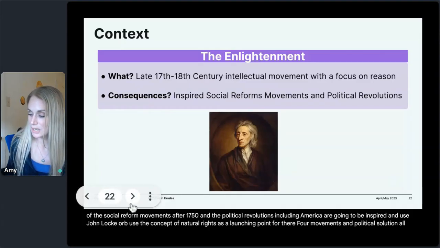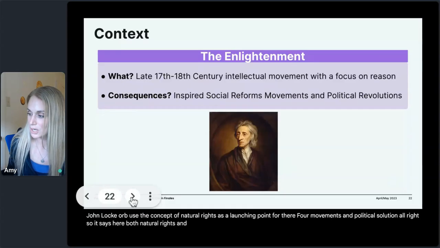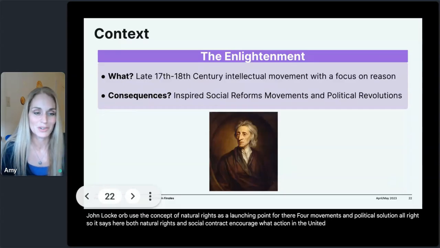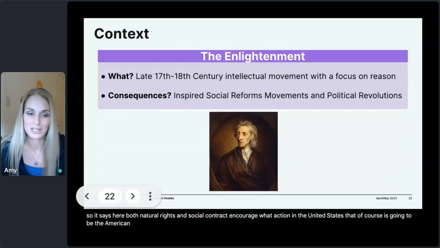All right, so it says here, both natural rights and social contract encourage what action in the United States? That, of course, is going to be the American Revolution, which BJ is going to talk about in just a second.